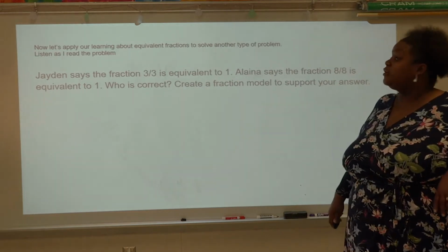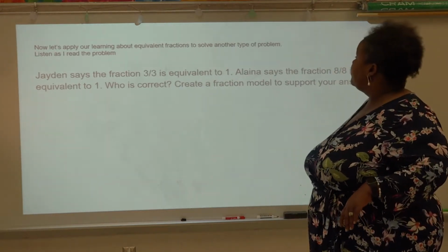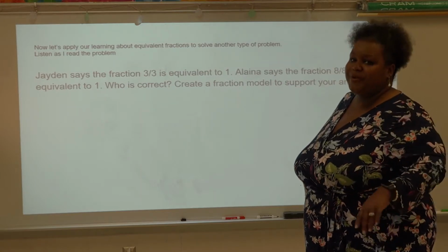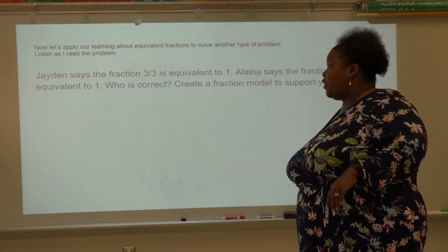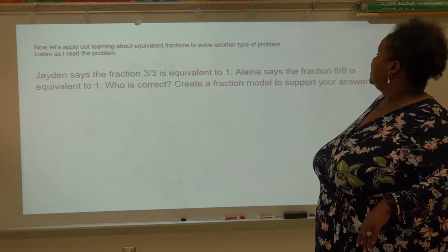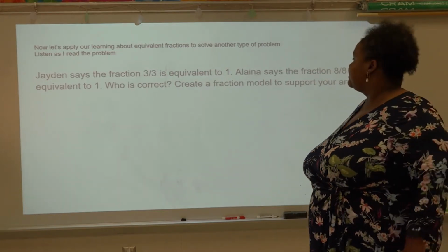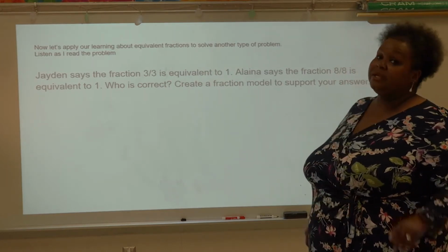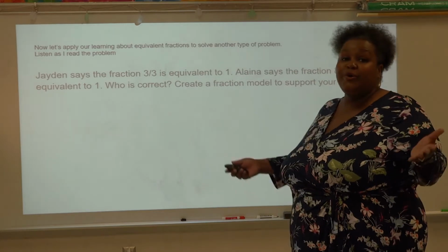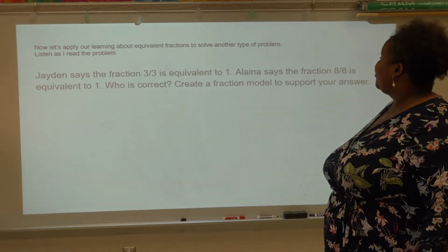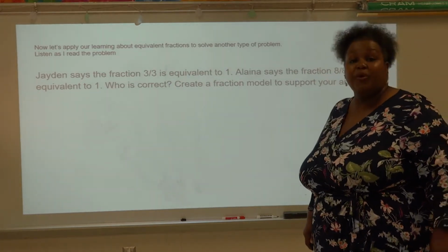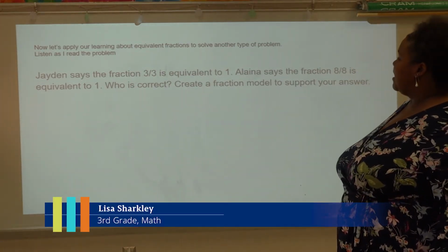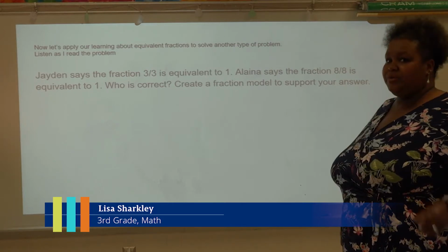Now let's apply our learning about equivalent fractions to solve another type of problem. Listen as I read the problem. Please read it with me. Jaden says the fraction 3/3 is equivalent to 1. Elena says the fraction 8/8 is equivalent to 1. Who is correct? Create a fraction model to support your answer. It wants to know who is correct. Hope you're doing your thinking.